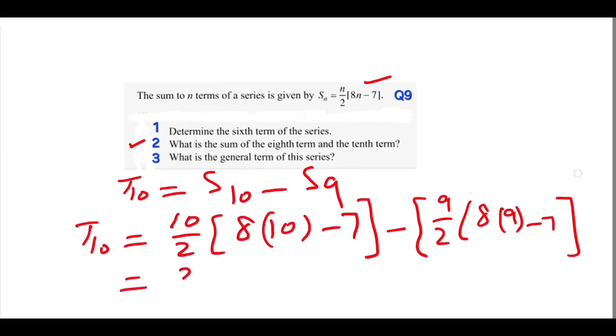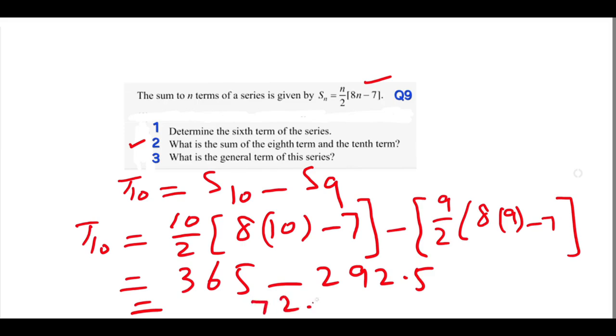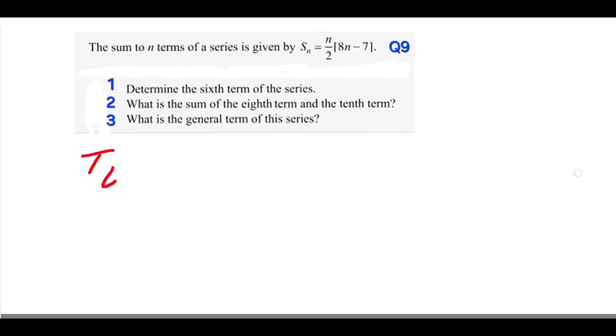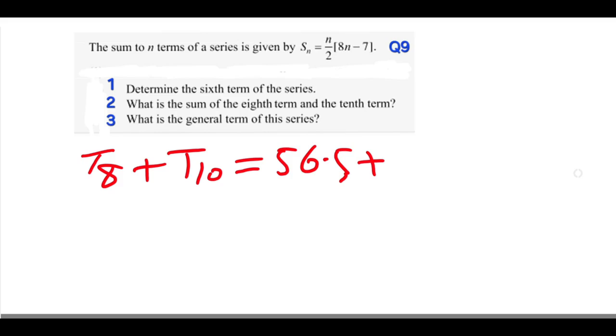This becomes 365 minus 292.5. So this gives me 72.5. So this is my T10. So the T8 plus T10 is equal to T8 we got 56.5 plus T10 we got 72.5. So my final answer is 129.